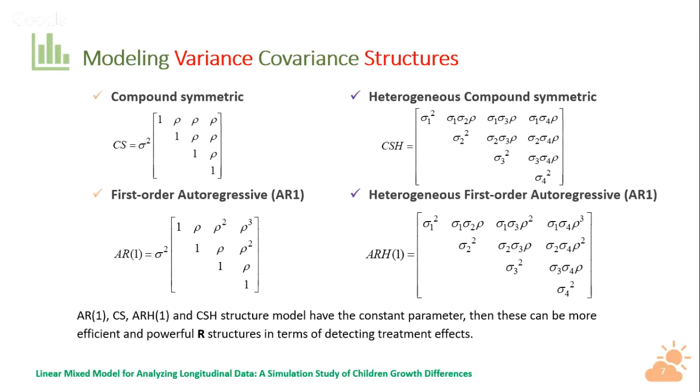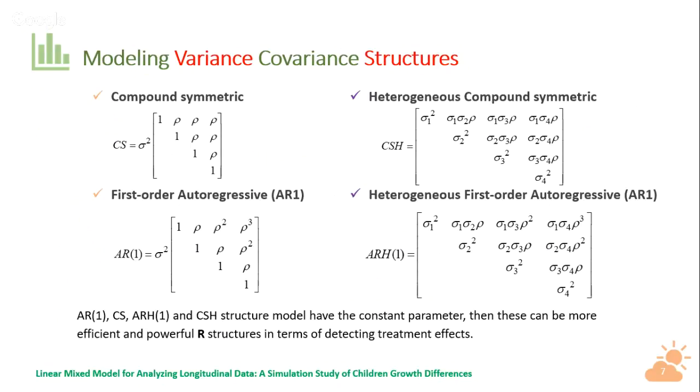Covariant compound symmetry structure, we will have a value 1 in the main diagonal. It means that there is correlation of the unit from the longitudinal data itself at 1, and then the correlation of each subject is rho, and then it's constant. There's a constant covariance component between unit i and unit j and others.